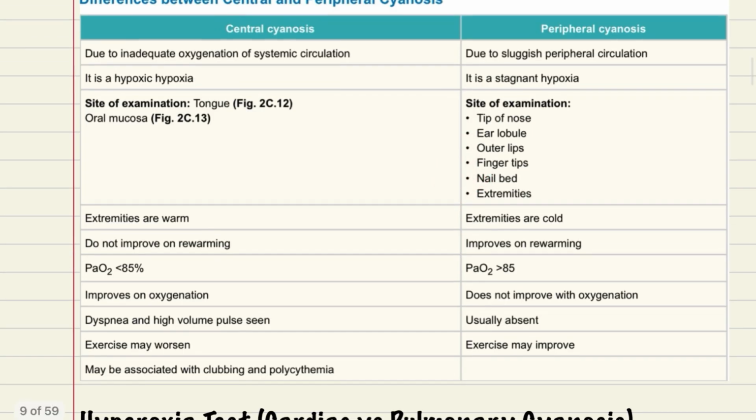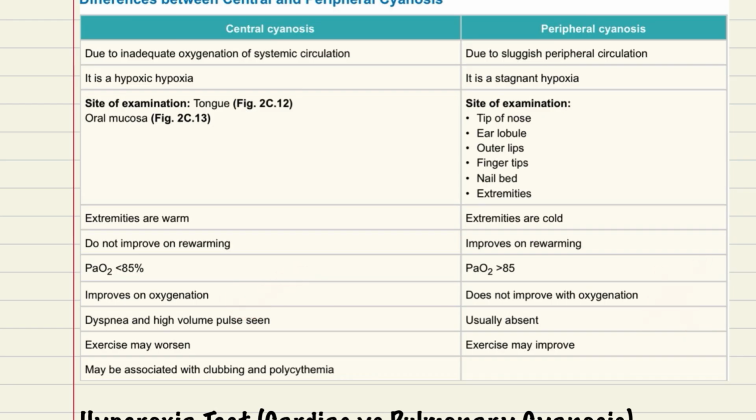In the case of the central cyanosis, the extremities are warm and in the peripheral cyanosis extremities are cold because of this sluggish circulation, so the temperature will be decreased. On rewarming the patient, the central cyanosis does not improve, but in case of peripheral cyanosis it improves. The partial pressure of oxygen is less than 85% in the central cyanosis, as we said that it is due to inadequate oxygenation, but in case of peripheral cyanosis it is well above 85 and in the normal limit. In the central cyanosis you can see that upon giving oxygen it improves, but here there is no improvement.